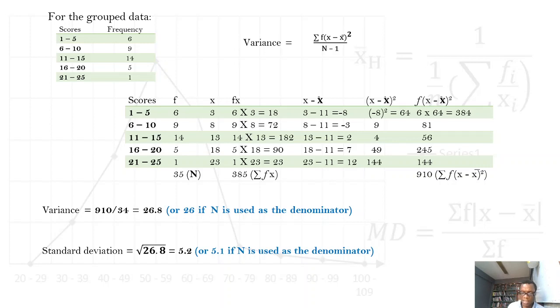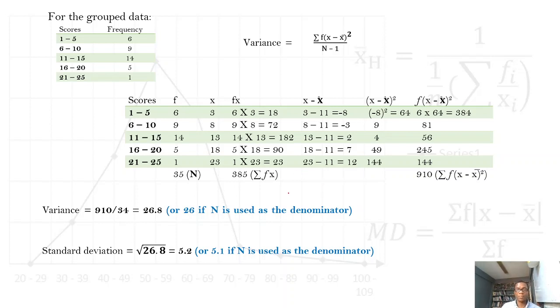So for the variance, I will use the formula summation f into x minus x bar raised to power 2 divided by n minus 1. And to apply this formula, I will need to first find a class mark for each class. So here I have 1 to 5. The class mark will be 1 plus 5 divided by 2. That gives me 3. The class mark here will be 16 divided by 2, that gives me 8. This is 26 divided by 2, that gives me 13, and so on.